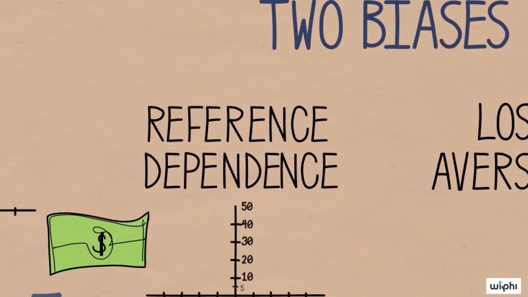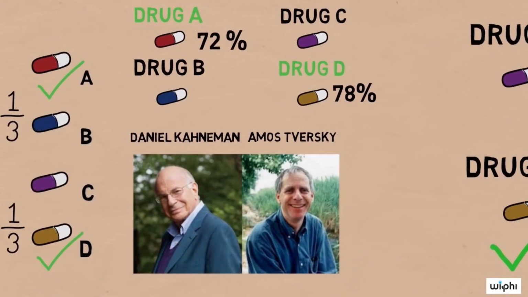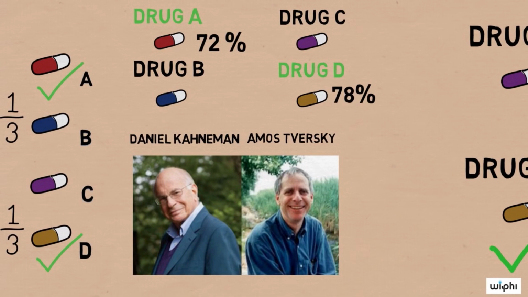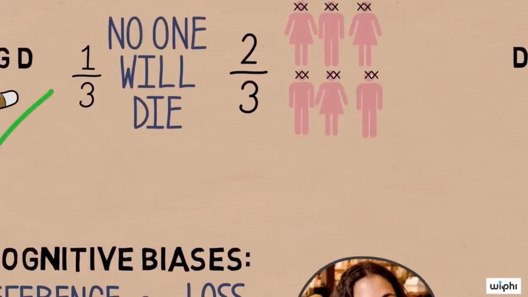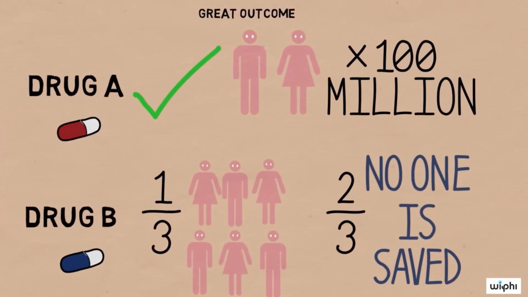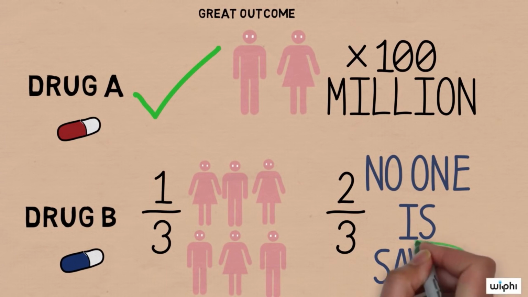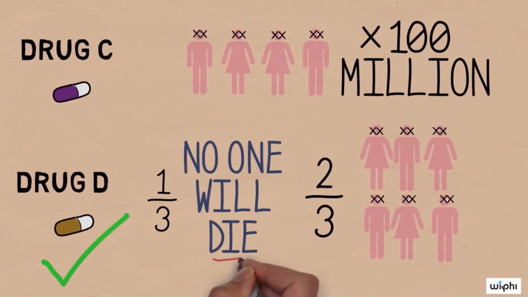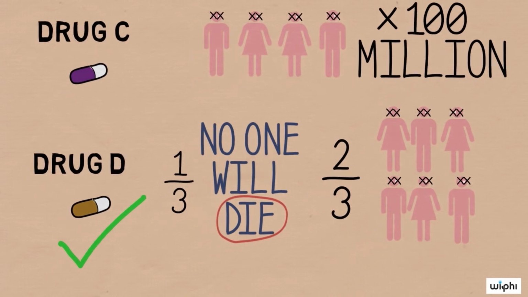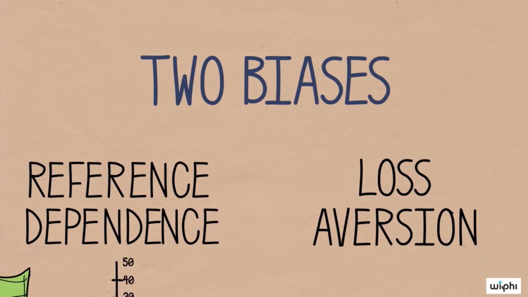Because of reference dependence, you don't think of the options presented earlier in terms of the absolute number of lives saved. Instead, you frame each choice relative to some status quo. And that's why the wording matters. The first scenario is described in terms of the number of lives saved. That's your reference point. You're thinking in terms of how many additional lives you can save. And in the second, you think relative to how many less lives you can lose. And that second part, worrying about losing lives, leads to the second bias that's affecting your choices, loss aversion.